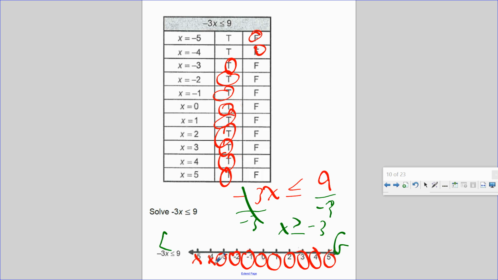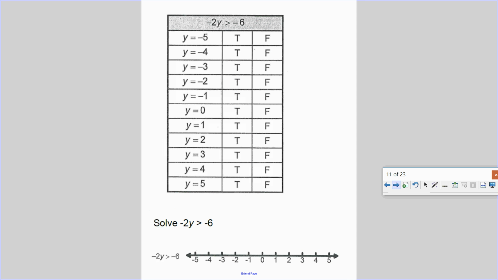So it is equal to -3 and all the numbers that are greater than -3. So x is greater than or equal to -3. Let's look at another example.